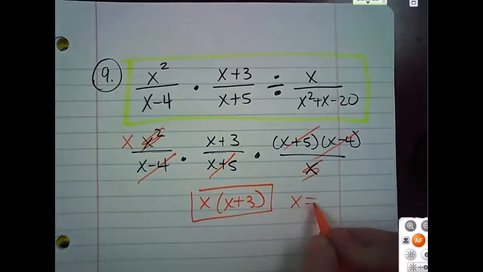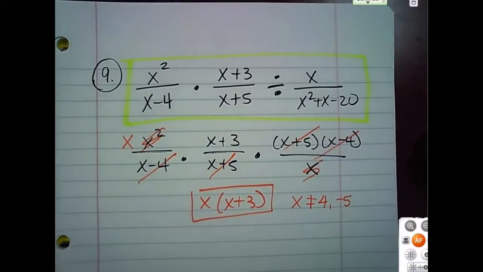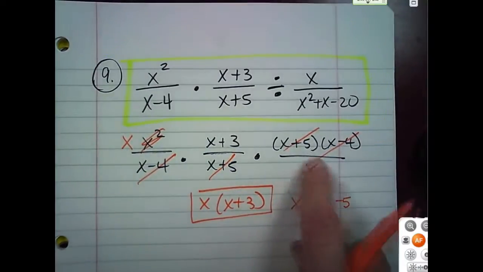So our restrictions, x can't be 4, negative 5, and what else? What's missing there? I'm missing 0. 0, right here. Good.